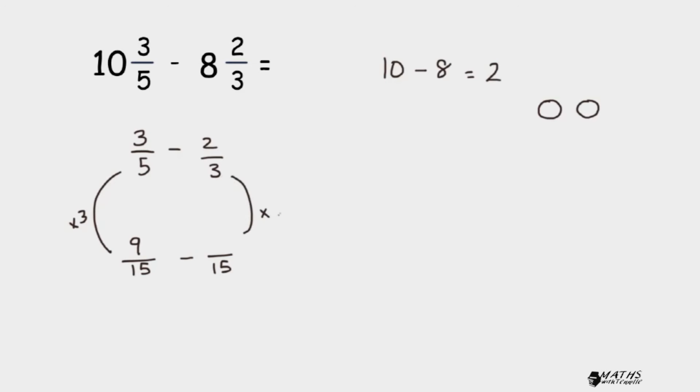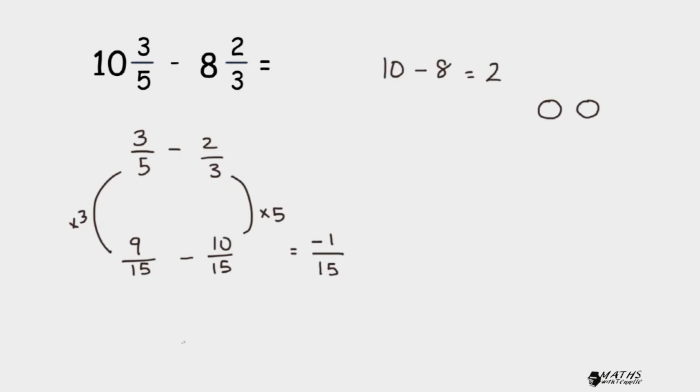3 times 5 gives us 15. 2 times 5 is 10. We keep our denominator. And looking at our numerators, we have 9 take away 10. At this point, you don't want to think that you're doing anything incorrectly. 9 take away 10 is -1. So up to this point, it's correct.